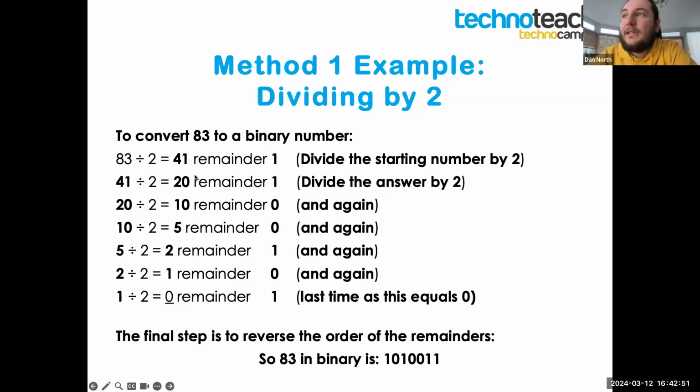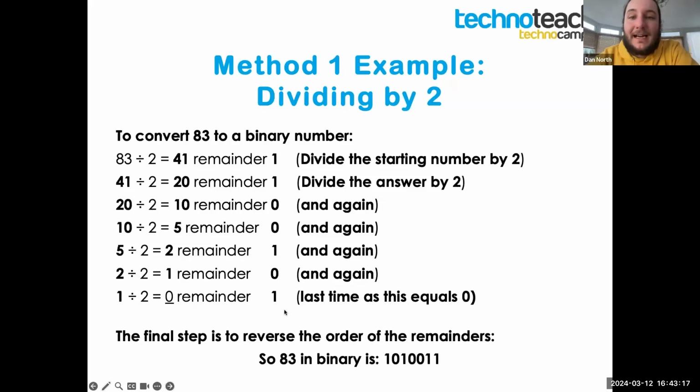Can't, it's an odd number, so we get 20 and a remainder of 1. We divide 20 by 2, we get 10, remainder of 0. 10 by 2, 5, remainder of 0. 5 by 2, 2, remainder of 1. 2 by 2, 1, 0. And 1 by 2 is 0, so that gives us a remainder of 1.